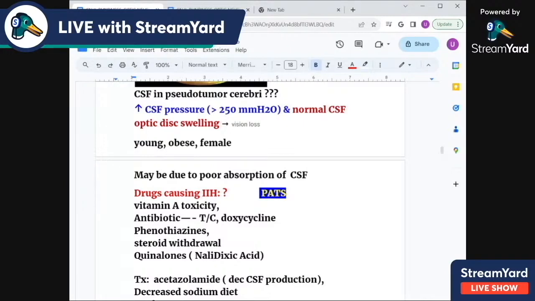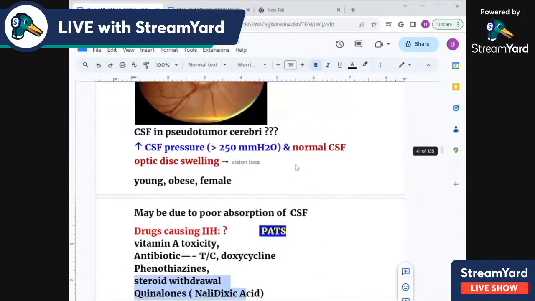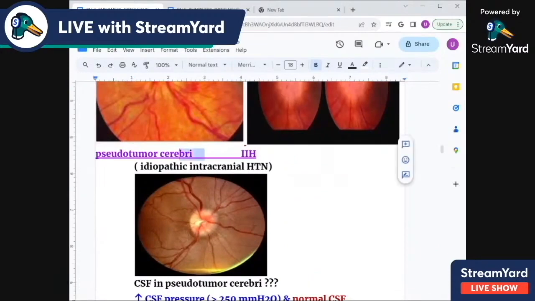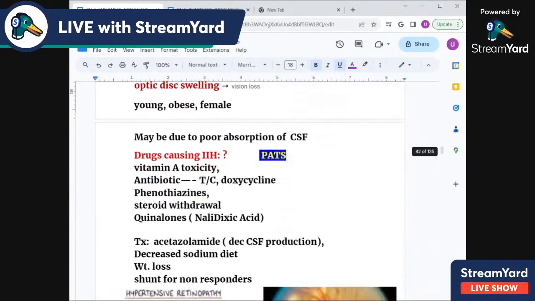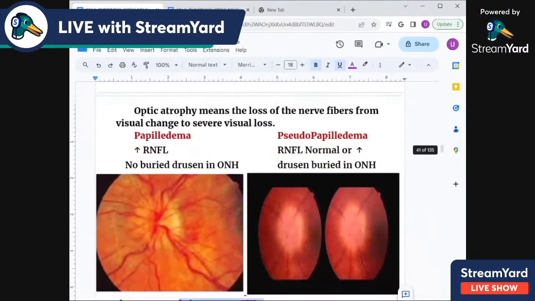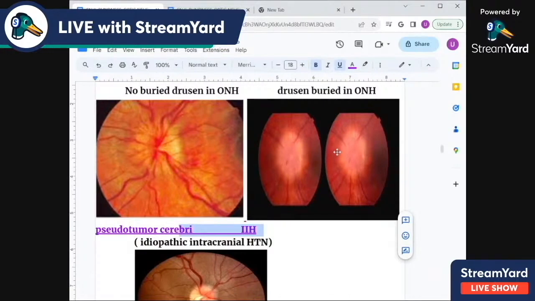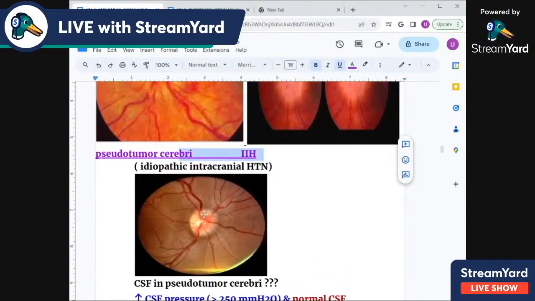There are certain drugs that may cause it. Vitamin A toxicity, tetracycline antibiotics, and phenothiazines may also cause pseudotumor cerebri. Steroid withdrawal, quinolones, and nalidixic acid may also cause it. The treatment is acetazolamide, which decreases CSF production, plus weight reduction and reduced salt intake. For non-responders, a shunt is placed. So we did papilledema and pseudopapilledema, with bilateral optic swelling without a rise in intracranial pressure. Pseudotumor cerebri has increased intracranial pressure, but the CSF is normal.